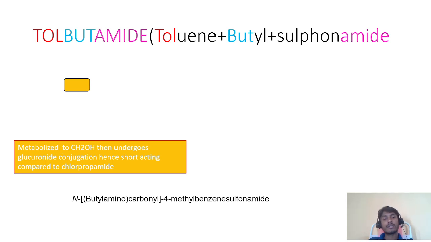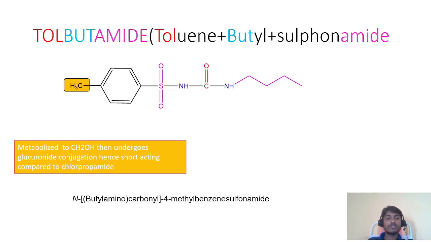Next comes to the drugs, tolbutamide. So it is containing toluene along with a butyl group here. Okay, amide group is there, sulfonamide.